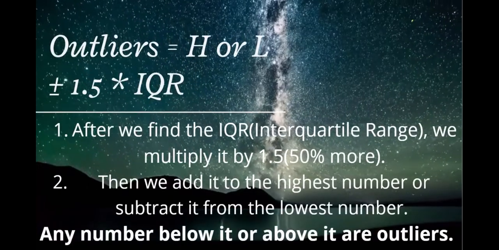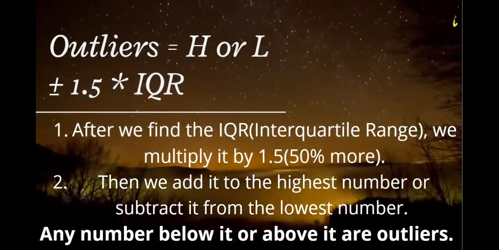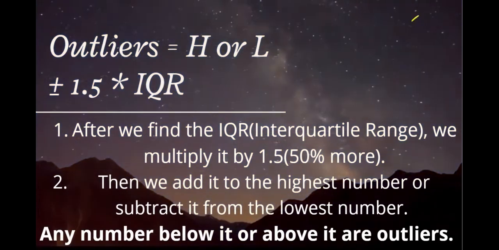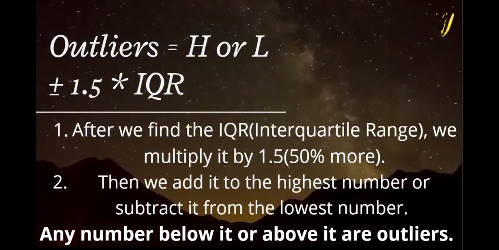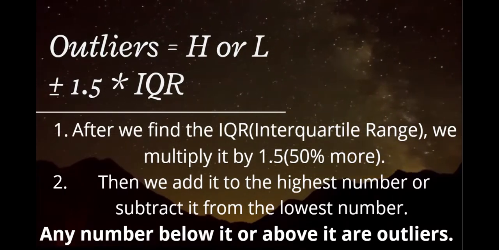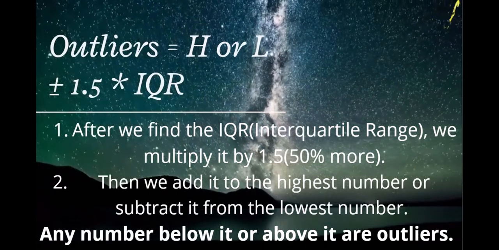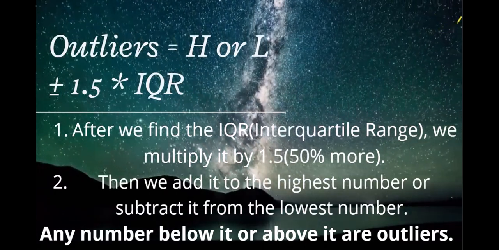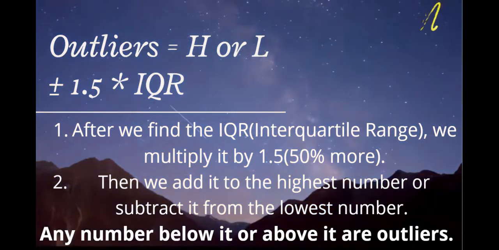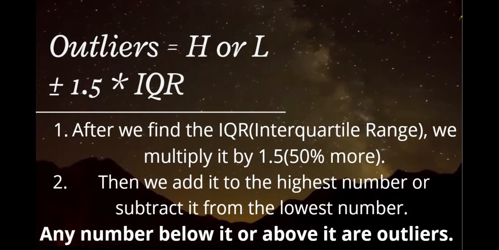And now finding outliers. Since we found the interquartile range and the medians, we need to find the outliers. How we do that is we first take the interquartile range and multiply it by 1.5. Then we add it to quartile 3 or we subtract it from quartile 1. Any number below what we got when we subtracted is an outlier, or any number above what we got from adding is an outlier. That's because those numbers are so far away from the actual main data, they are considered outliers.